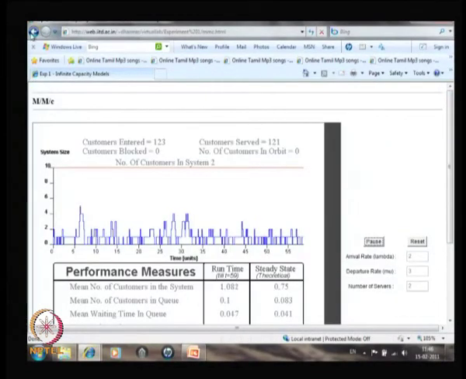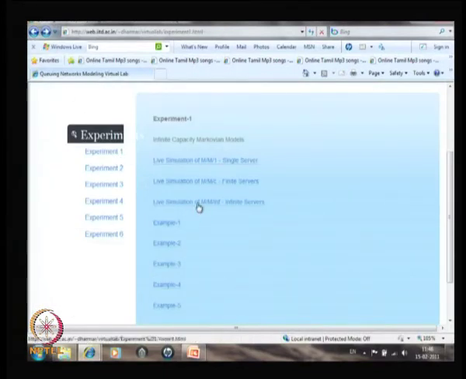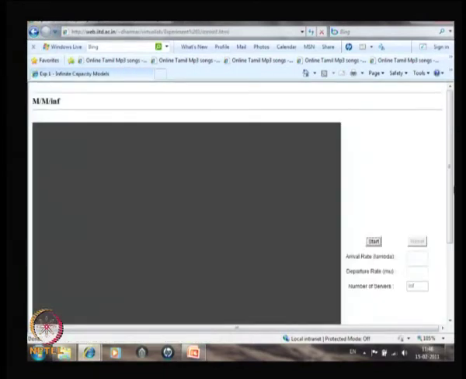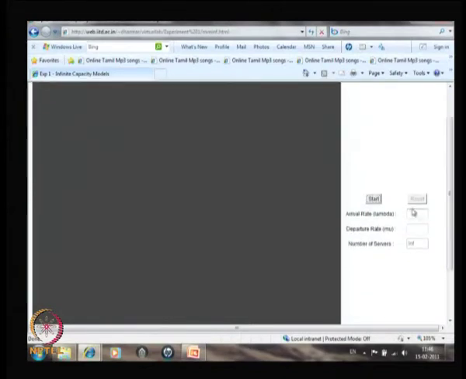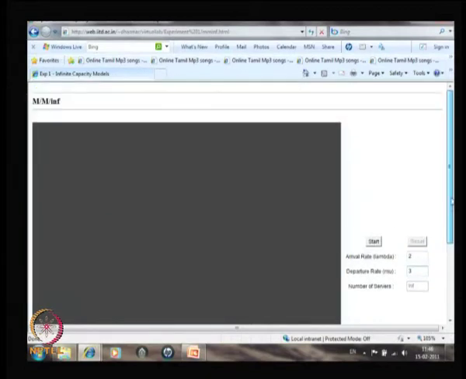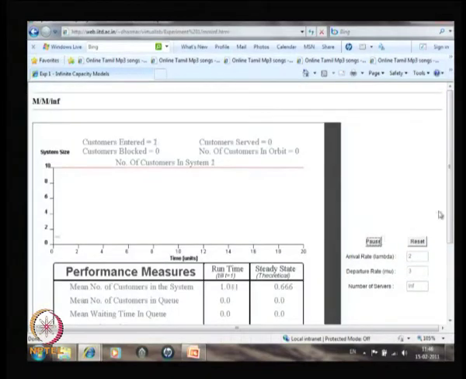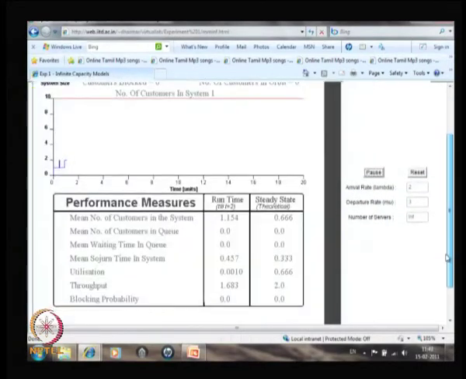Now, let me go back and do the live simulation of the infinite server model. Here you have to provide only the arrival rate and the service rate, because the number of servers is infinite. It's a self-service system. You can cross check that the theoretical results are correct and so on. Here I am getting the steady state result based on the theory, whereas this is the runtime result. There is no blocking probability because the system has infinite capacity.